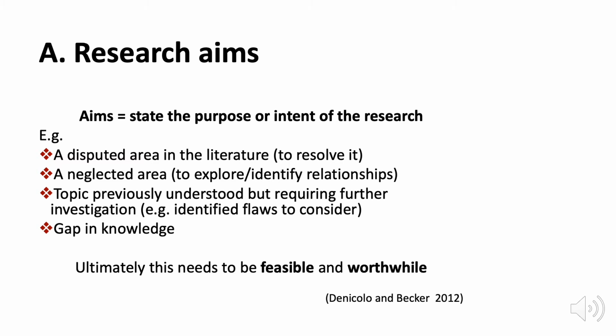So, as I told you, there's a difference between the research aims and the objectives. Your aims will show basically the depth of the topic, okay, and they state the purpose or intent of the research. The aim could be that there's a disputed area in the literature and you want to go and resolve it. There could be a neglected area and you want to explore it. And there could be a topic previously understood but requiring further investigation. And there could be a gap in the literature, in the body of knowledge, and you want to bridge that gap, and your study would definitely fill that gap, and that could be one of the aims of your research.